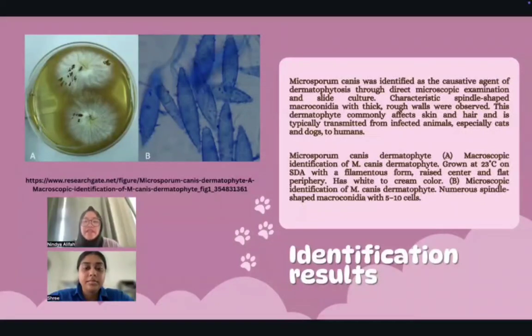Microsporum canis dermatophyte. Picture A is the macroscopic identification of Microsporum canis, grown at 23 degrees on SDA with a filamentous form. It has a raised center and flat periphery, with a white to cream color. And B is the microscopic identification of Microsporum canis, showing numerous spindle-shaped macroconidia with 5 to 10 cells.